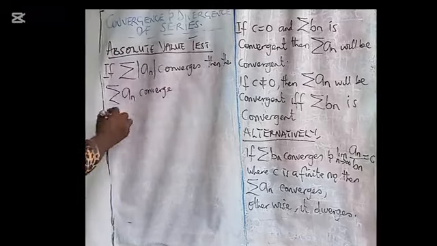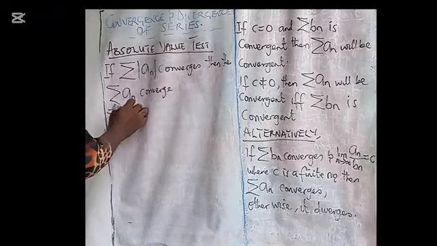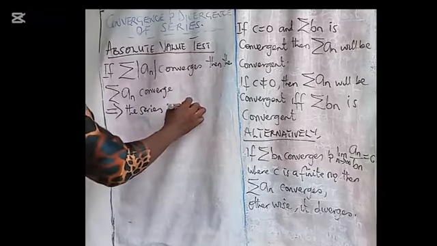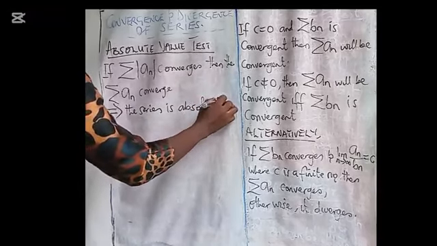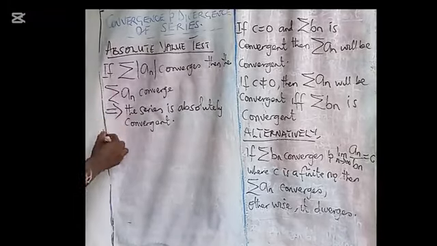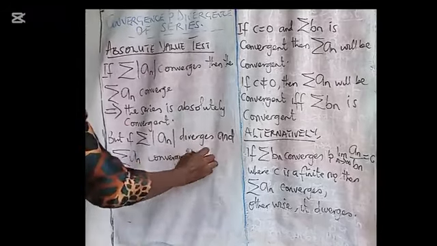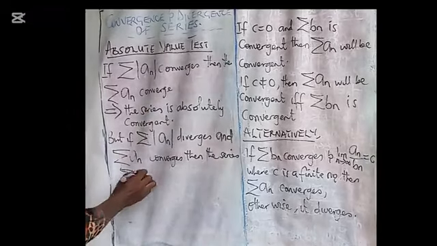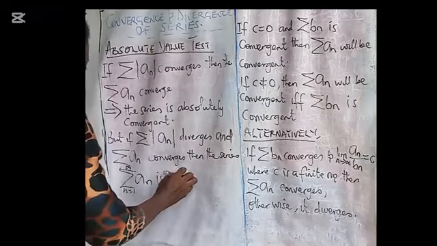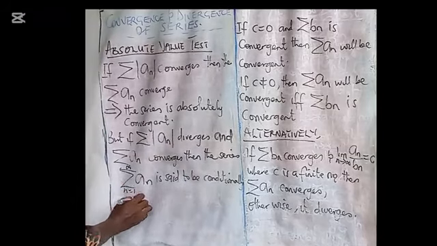And that implies that the series is absolutely convergent. But if the absolute value of the series diverges and the original series converges, then the series summation a sub n as n moves from 1 to infinity is said to be conditionally convergent.